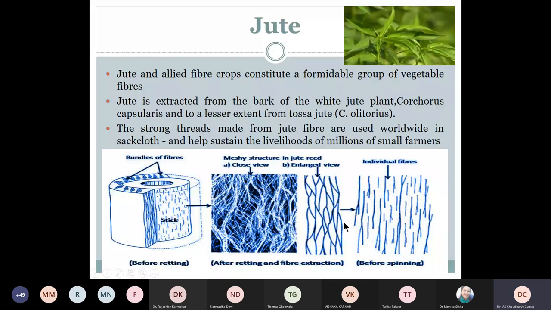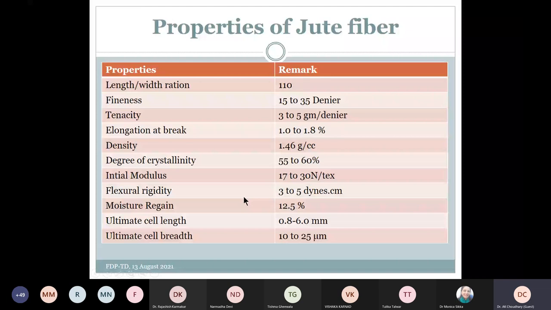So here you can see some physical properties and also chemical properties of these jute fibers: length ratio, fineness in the range of denier. Slightly coarser fibers, tenacity in a good range, elongation slightly low, and density 1.46, lesser than the density of cotton fiber. Then degree of crystallinity, initial Young's modulus, flexural rigidity, moisture that is slightly higher than cotton fibers, and ultimate cell length and ultimate cell breadth. So these are the physical and engineering properties of jute fibers.